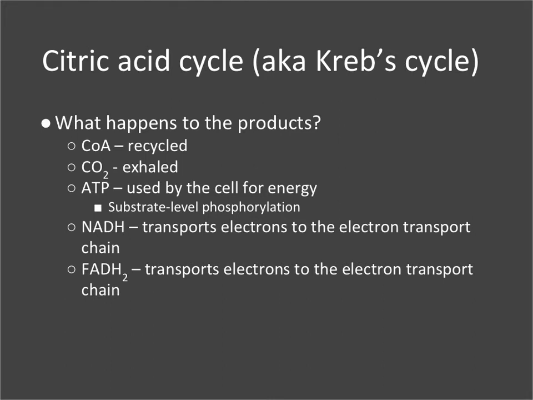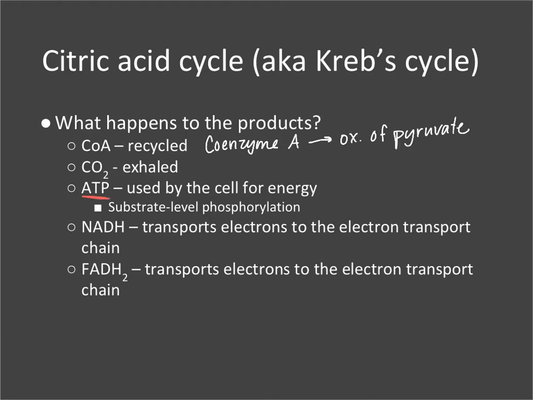So if we look at the products of the citric acid cycle, let's take a look at what happens to these products. So first of all, CoA, remember this is coenzyme A. And coenzyme A is needed for the oxidation of pyruvate reaction. So it actually gets recycled and goes back to be used to oxidize pyruvate again. The carbon dioxide that was produced gets exhaled. So once again, it first goes into the bloodstream, and then as carbon dioxide builds up in the bloodstream, some of it gets exhaled to get it out of the body.